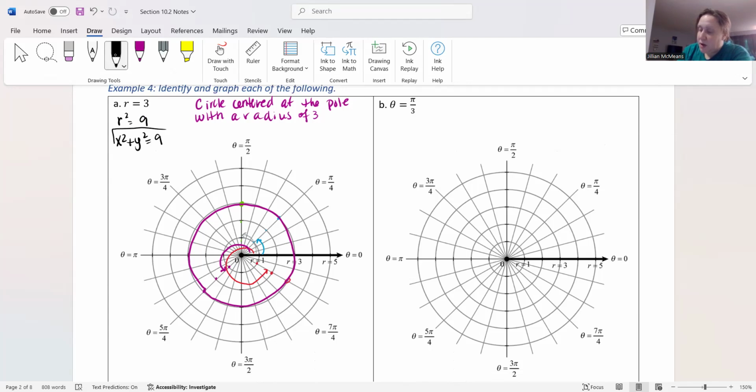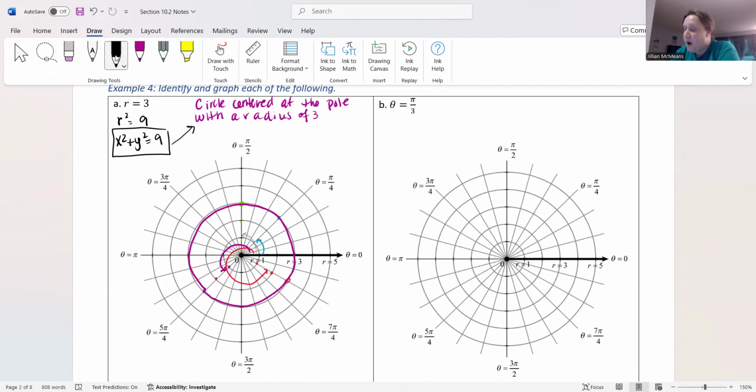And at this point, we have something that we should be familiar with. This is a circle centered at the origin, with a radius of 3. So just know here we have no specific theta. We could say theta is literally anything. As long as r is 3, we're good. We get a circle centered at the pole with a radius of 3.